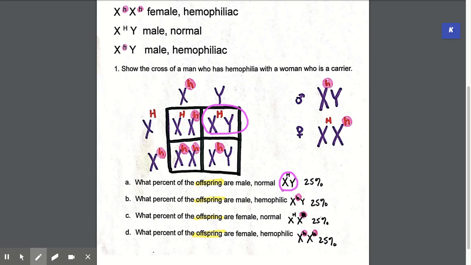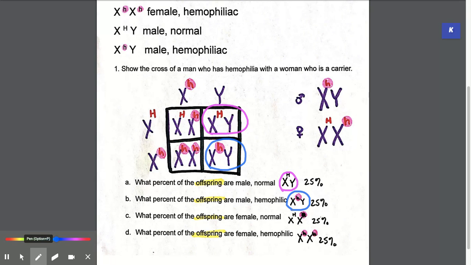The next question, B, says what percent of the offspring are male and hemophiliac? And here we see this is our other male, and it has a little h. So this is going to be our male hemophiliac, and that's 25%, again, 25% of the total offspring.